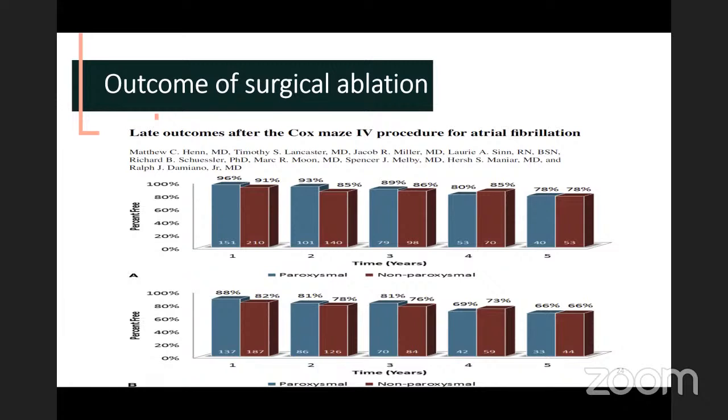So the duration of AFib did not play an important role in this study over 5 years of follow-up.